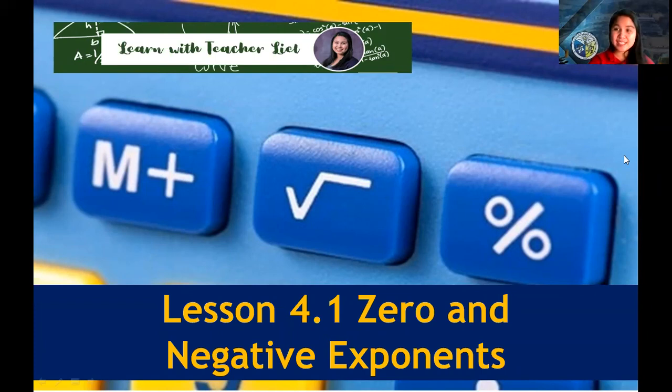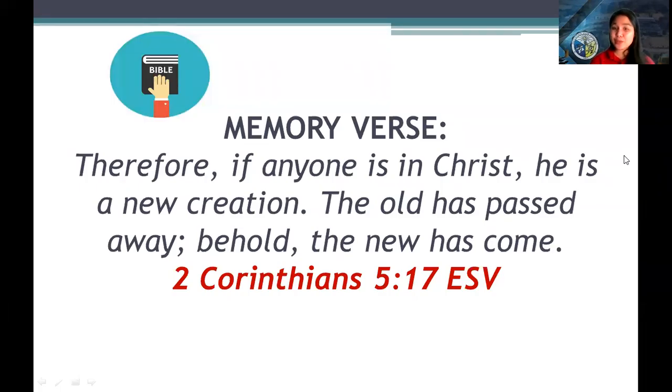Today's memory verse is found in 2 Corinthians 5, verse 17. In the English Standard Version, it says, "Therefore, if anyone is in Christ, he is a new creation. The old has passed away. Behold, the new has come."